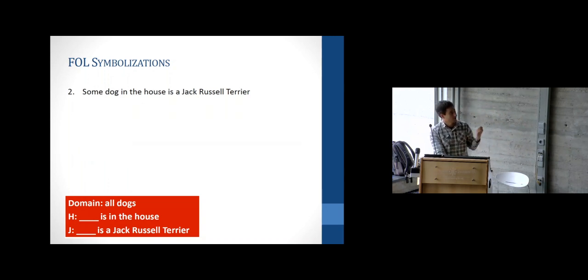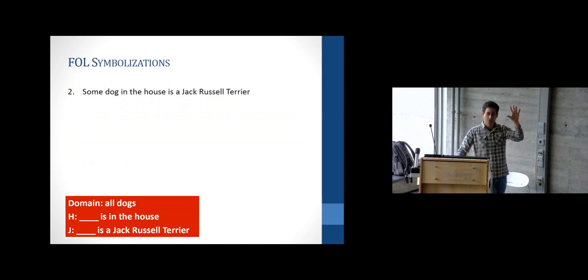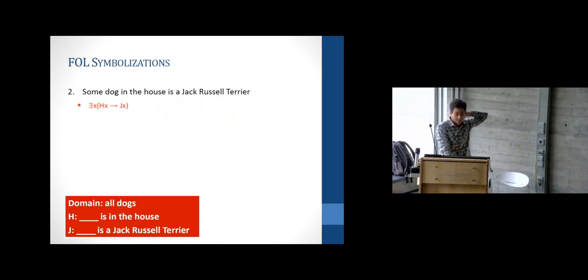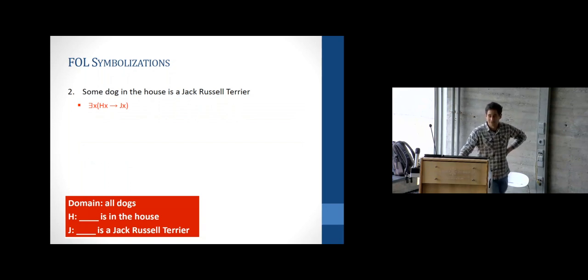Some dog in the house is a Jack Russell Terrier. What do you think? Is it a conjunction, a conditional? There is an existential quantifier here, right? But what is the extra structure inside the existential quantifier? Okay, you might think there is an x such that if x is in the house, then it is a Jack Russell Terrier, but that, confusingly enough, would not be the right answer.